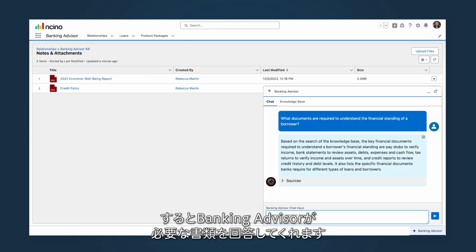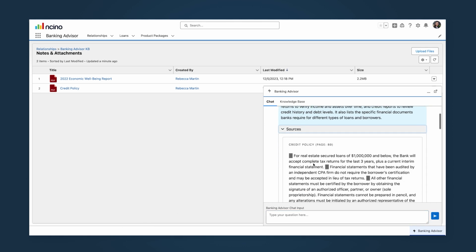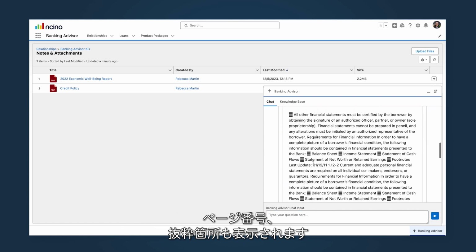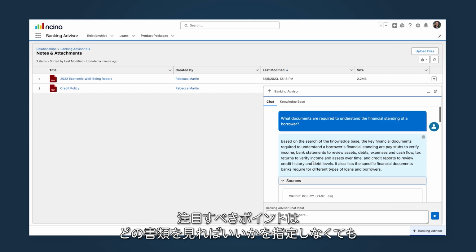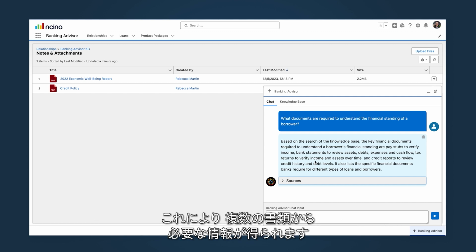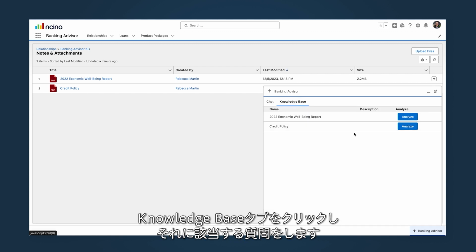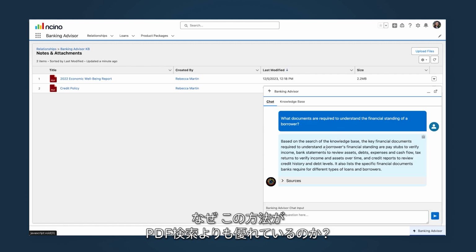So as you see here, Banking Advisor has been able to answer which of the documents are required. It also provides us with sources, page numbers, and excerpts where it derived that information. The other thing to note here is we didn't tell it which document to look into. It actually derived that on its own. So you'll be able to get answers across multiple documents. But if you wanted to have a specific document, you could click this tab and ask questions coming only from specific documents.